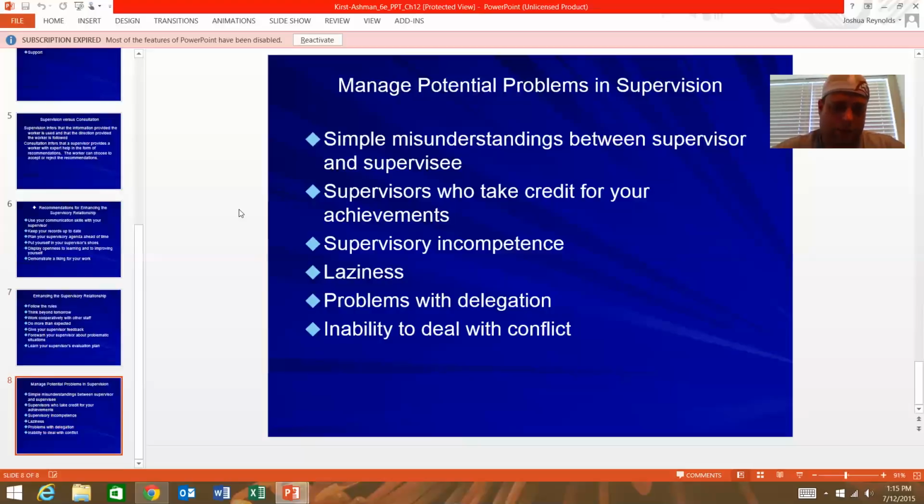Problems with delegation, if they try to micromanage everything, there are some techniques that we can talk about to work with that later. Inability to deal with conflict. That's why I like going in up front and saying, here are the 3 things we need to talk about. I think this one might be a little bit challenging. Can we talk about that first? And so it kind of forces the issue in a nice way. And that's one method to deal with that.